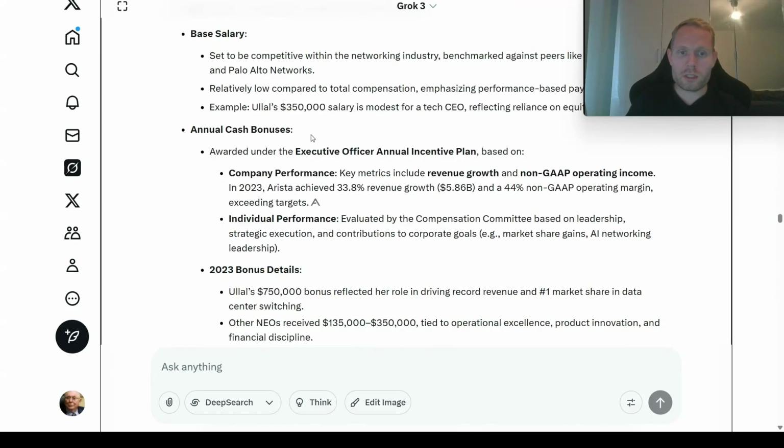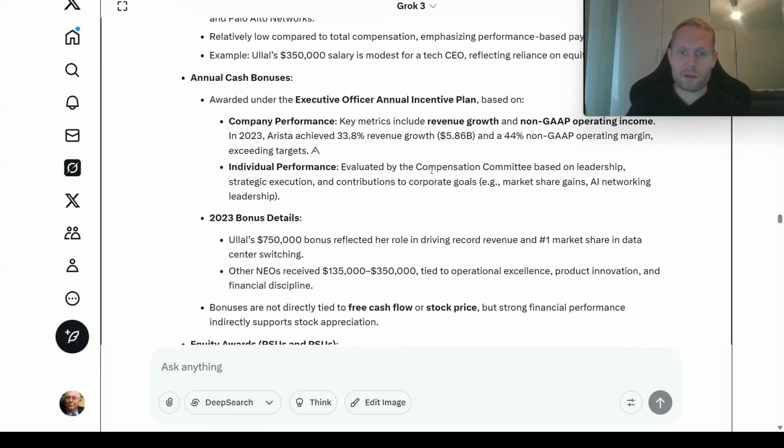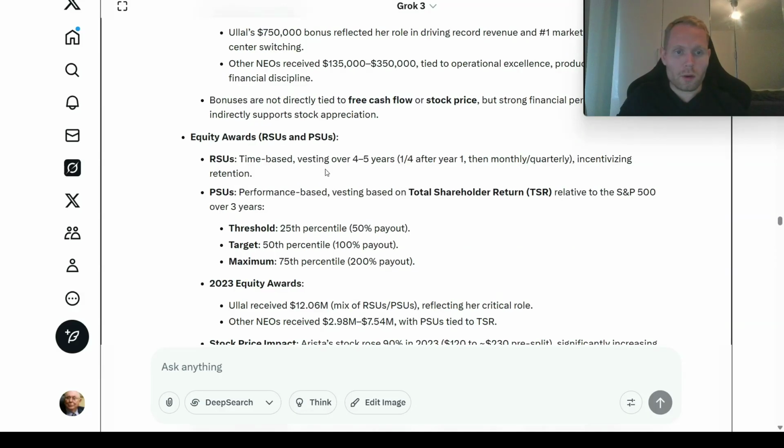Annual cash bonuses, that's based on company performance, key metrics, revenue growth, operating income, and individual performance evaluated by the compensation committee based on leadership, strategic execution, and contribution to corporate goals. Market share gains, which is good, AI networking, leadership. Okay, then we have the RSU and PSU detailed, they're vesting over 4 to 5 years.